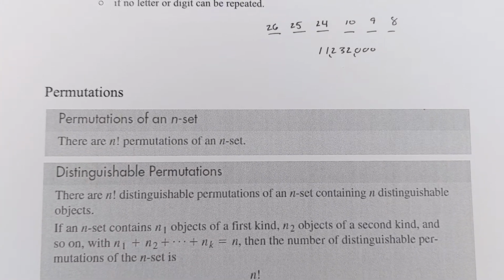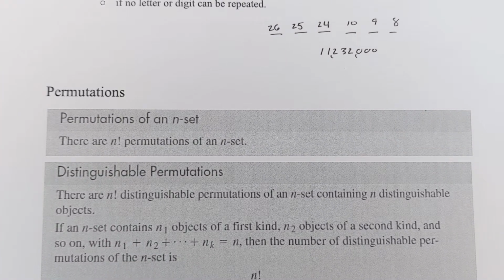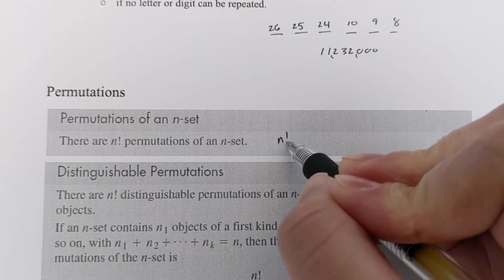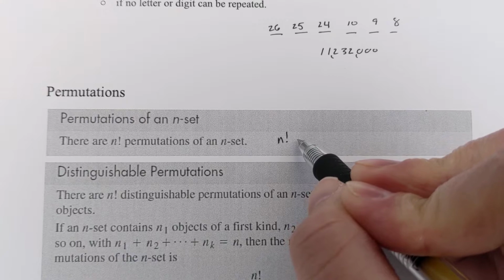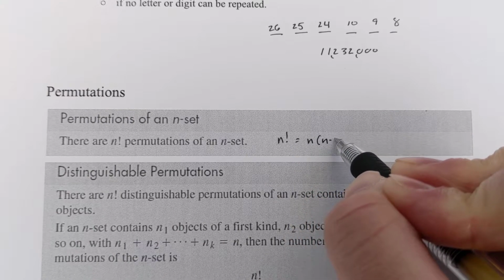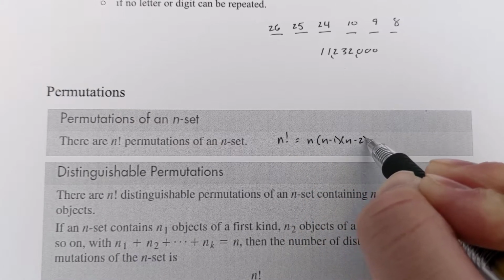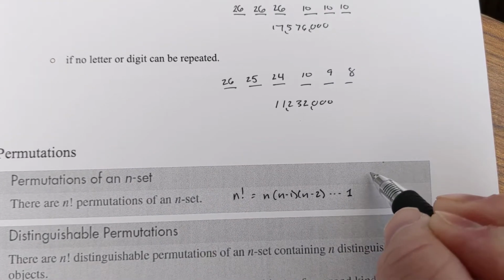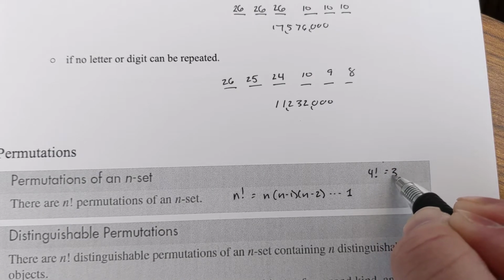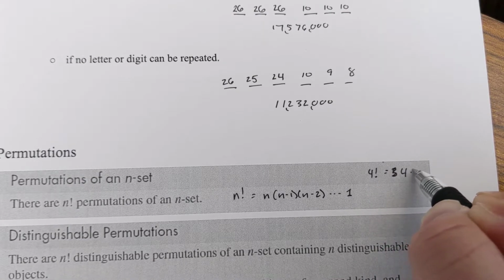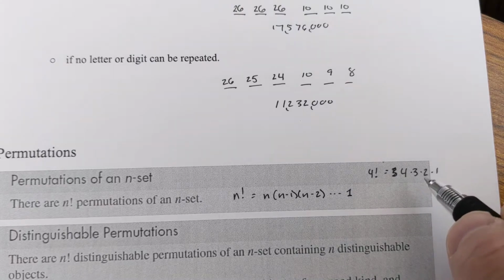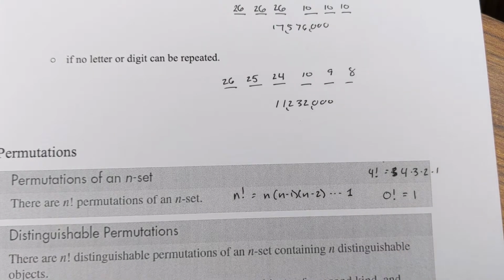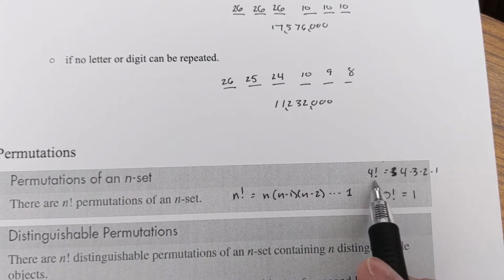Okay, so we also have what's referred to as a permutation. This symbol here is the factorial symbol. It means multiply by every whole number down. So n factorial is the same thing as n times n minus 1 times n minus 2, all the way down till you hit 1. So for example, 4 factorial is 4 times 3 times 2 times 1, every whole number down to 1. Also, 0 factorial is defined to be 1, even though it doesn't mathematically follow that pattern.